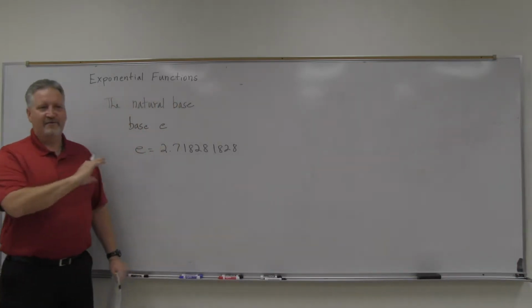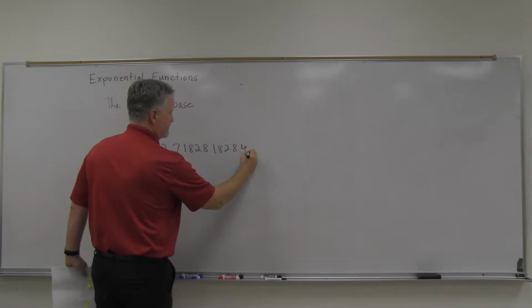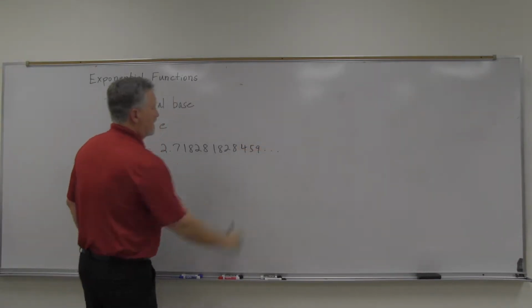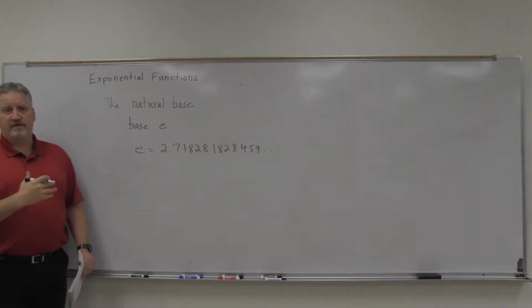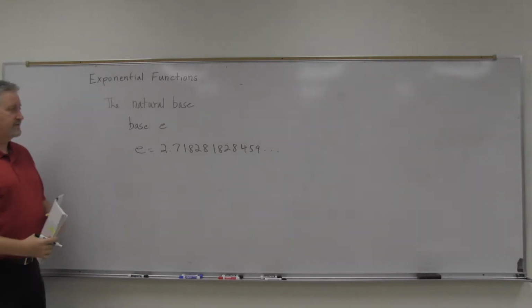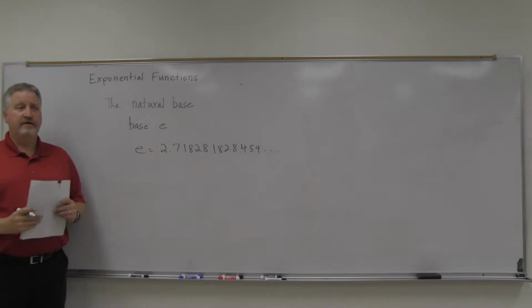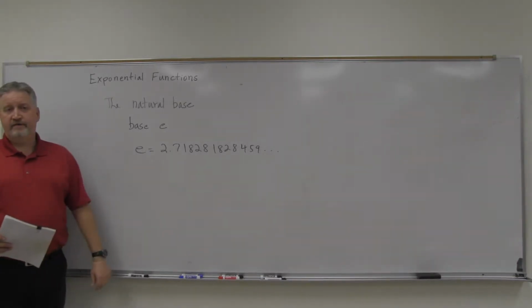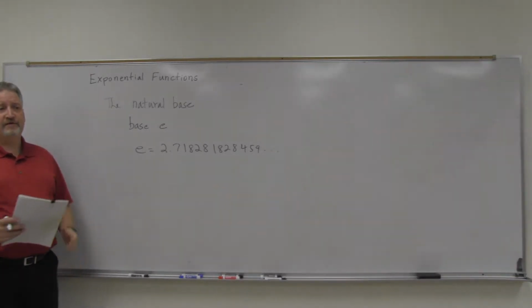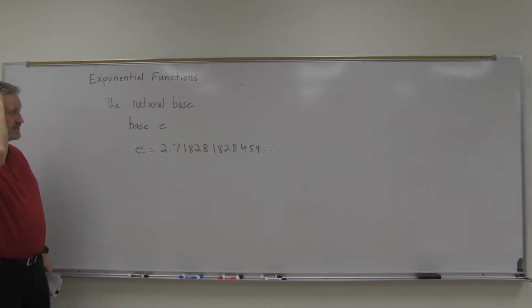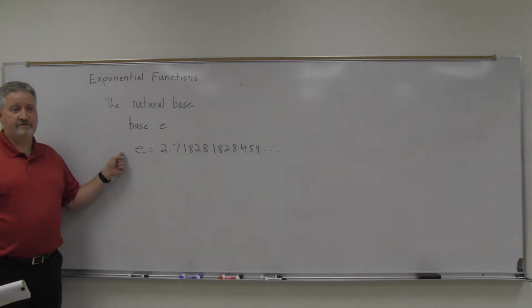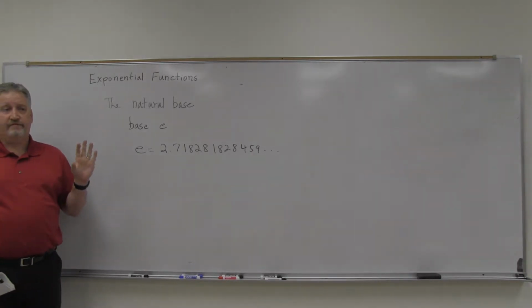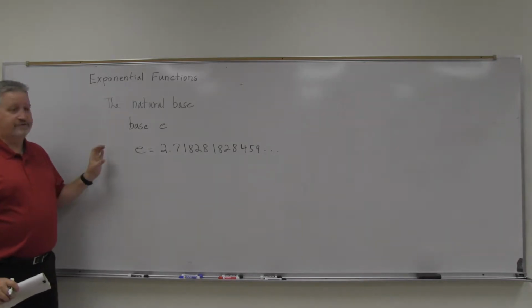And it looks like, well, it's repeating, but the next number is 4, 5, 9. So it's like pi. It doesn't terminate. It doesn't have a pattern. It just keeps going infinitely. But it occurs naturally, and we'll talk about some places it does occur. We'll get one later today. A place where it occurs naturally, but it's called the natural base. For various reasons, it's called the natural base.